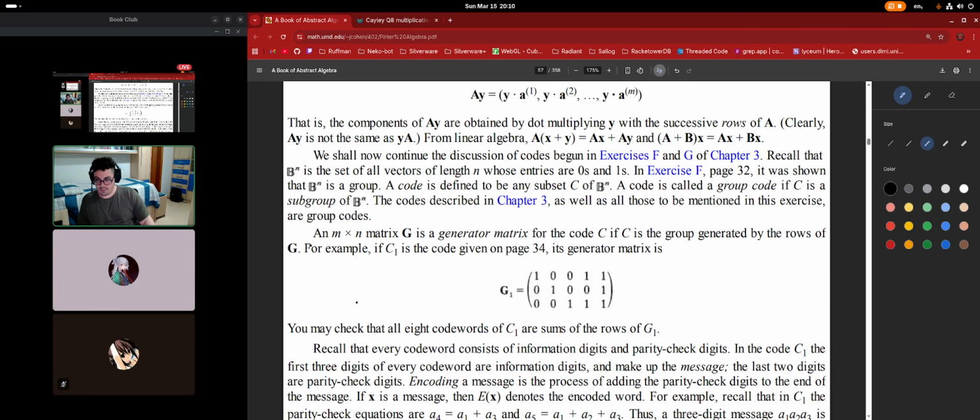So these two sentences here, for example: if C1 is the code given on page 34, its generator matrix is this, because you may check that all 8 code words of C1 are sums of the rows of G1. So are they saying that if we sum two by two rows of this, we're going to get all 8 code words of that one? It's saying that you can get any of the words there by summing the rows, basically. But you are always summing them two by two only? Not necessarily, you can sum more than two.